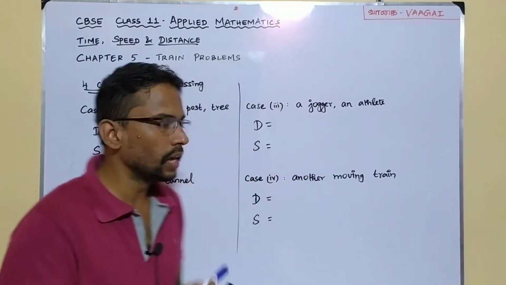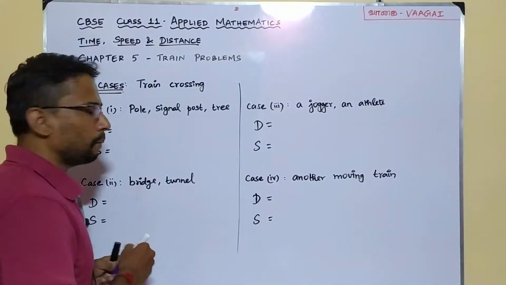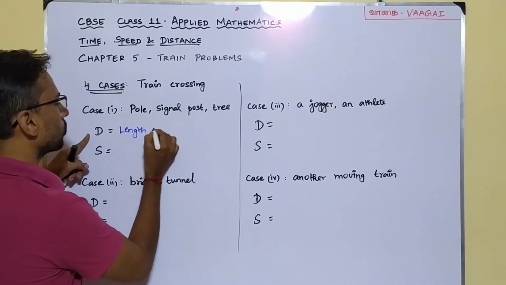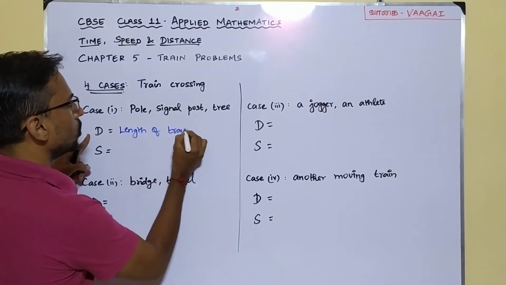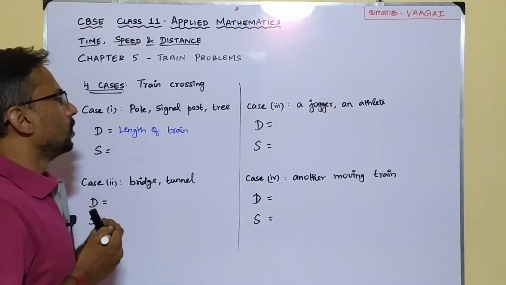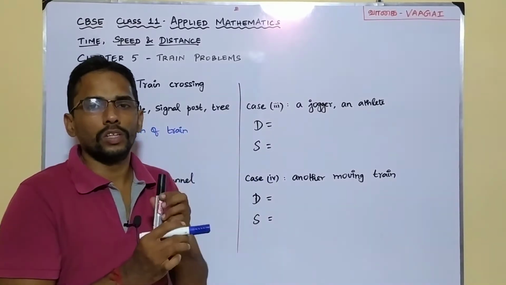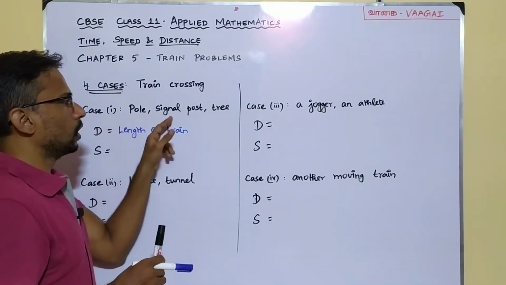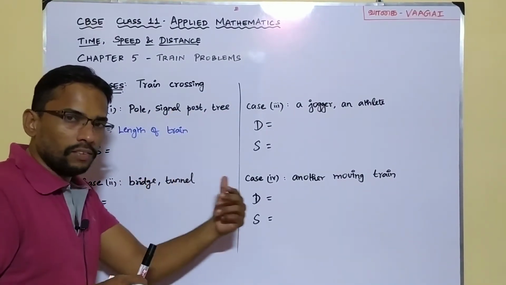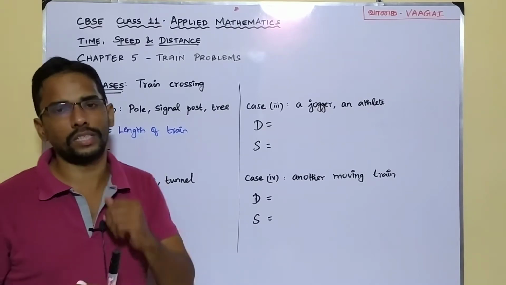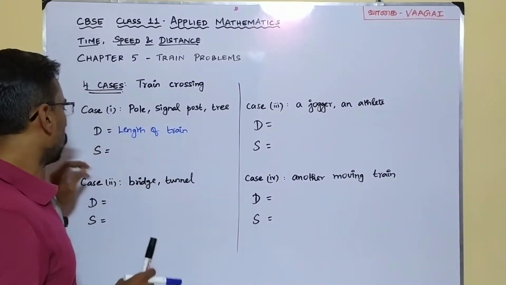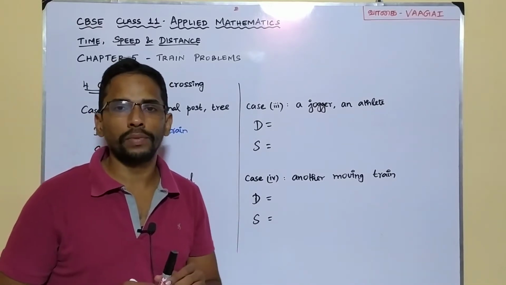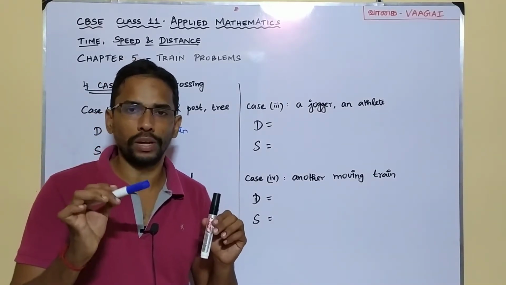So in that case, the train must travel its own length. So distance here will be nothing but distance is equal to length of the train itself. Imagine it should travel its own length. So this one we should be very clear. So for a train crossing objects like a pole, signal post and tree, it should travel its own length. That's going to be the distance. And second thing, what about the speed? So here, which object is actually moving? This train is the only object moving, is it or not?